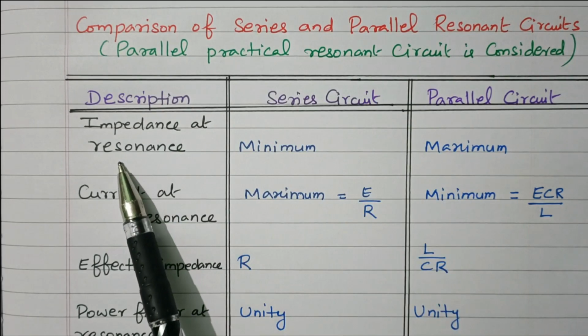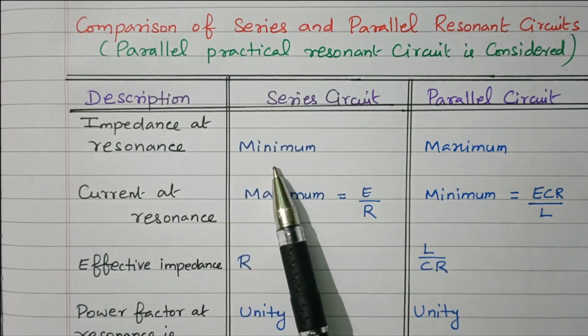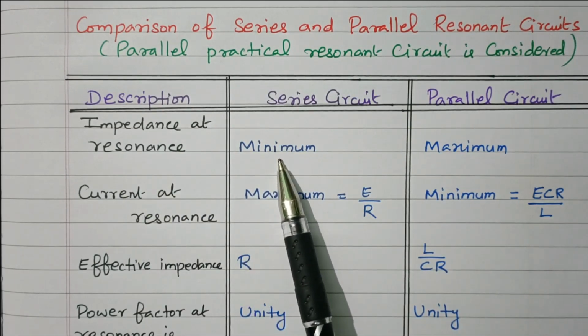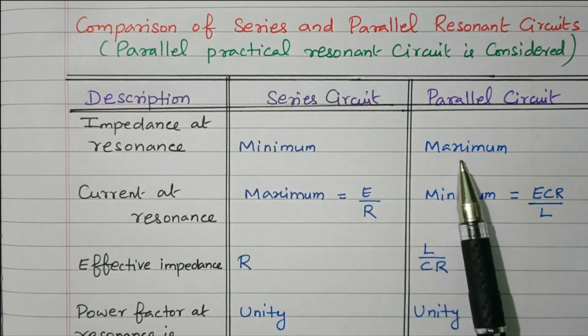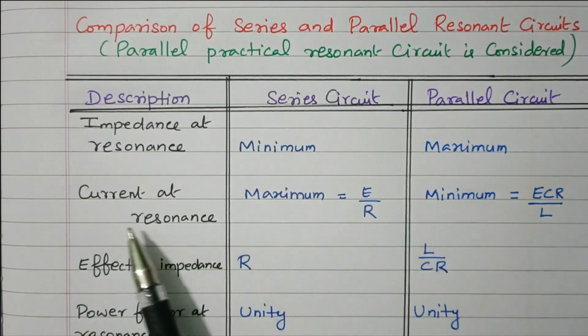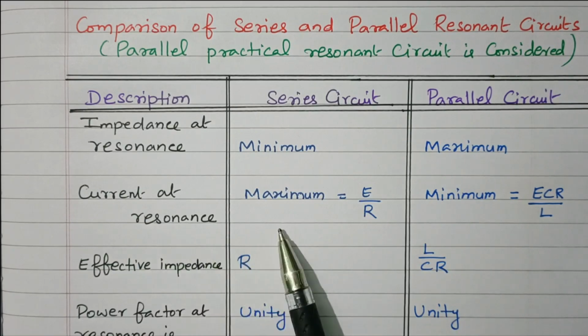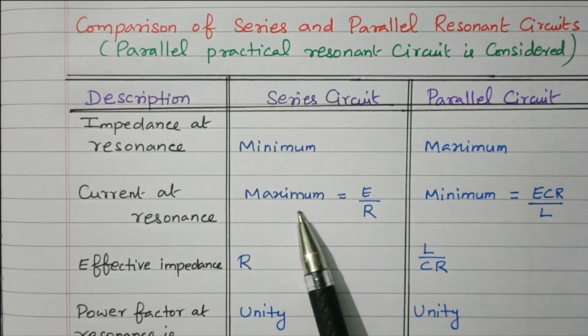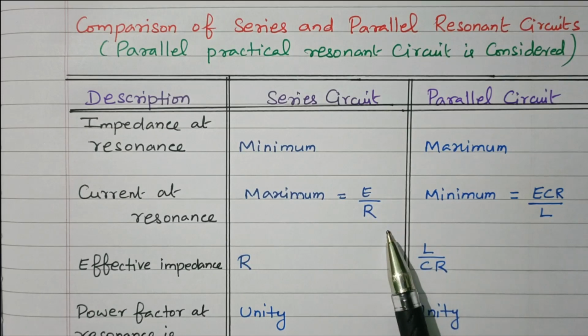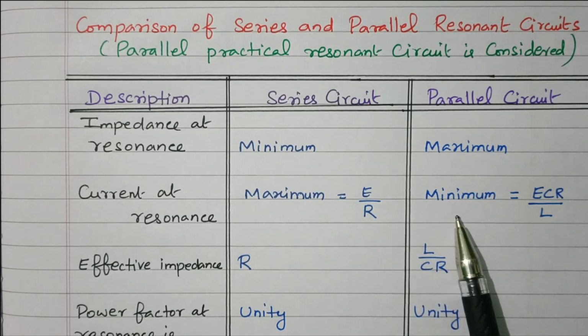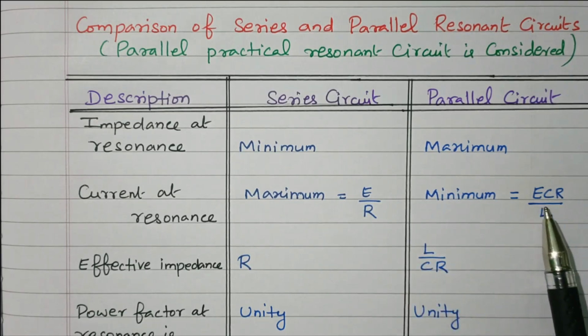The first one is impedance at the resonance. In case of series circuit, the impedance is minimum. In parallel circuit, it is maximum. Current at the resonance. For series circuit, it is maximum, given by E by R. In parallel circuit, it is minimum. It is given by E C R divided by L.